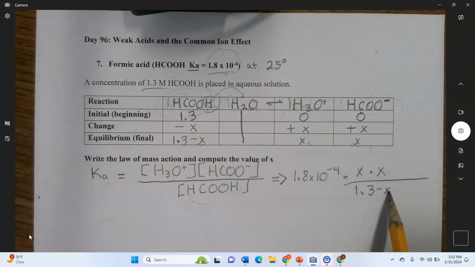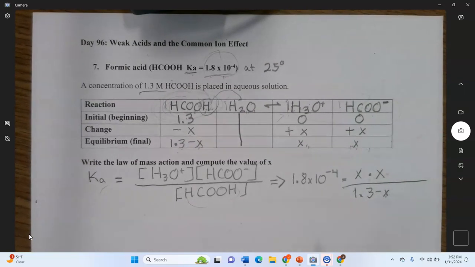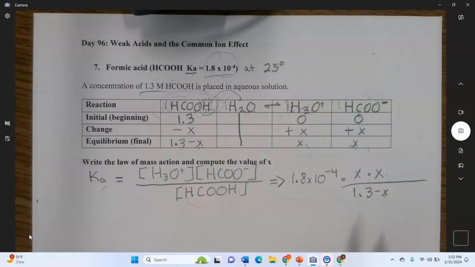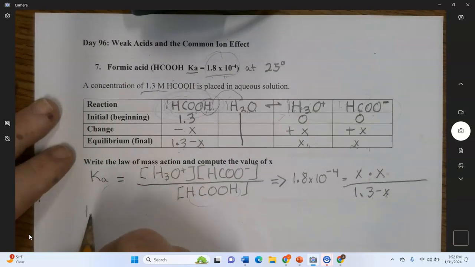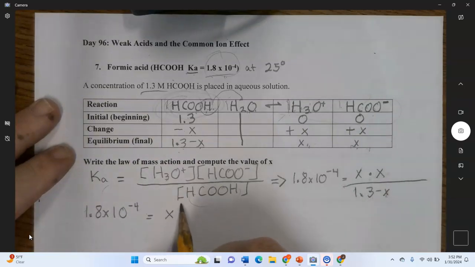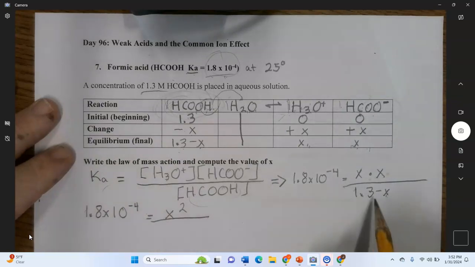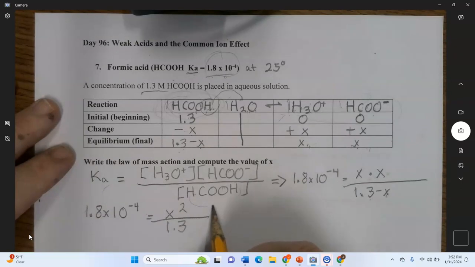If you assume this number is very small compared to the 1.3, then you can ignore it. You can just use the 1.3 and ignore this little tiny number that's not going to change the 1.3 very much. So I'll come down here and rewrite. And we'll turn this into X squared. And this just becomes 1.3. So now we're going to multiply both sides by 1.3.